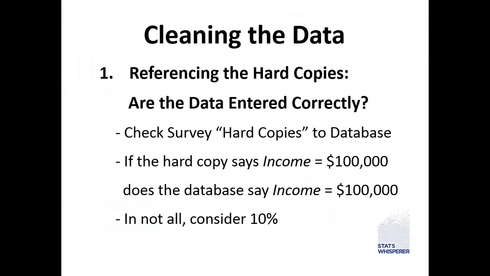And this could be time-consuming, so if you don't have the resources or time to do each survey like that, as you can see at the bottom, if you can't do all of them, consider 10%. So if you have 100 surveys, maybe randomly select 10 of them, and check the hard copy of the survey against what's in the database. If it's accurate, it's likely that the other surveys are pretty accurate. And if there are mistakes, you might want to check the other surveys, because there are probably more mistakes if there are some on that sample.